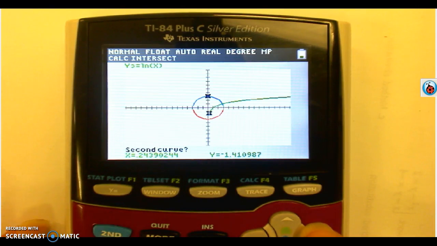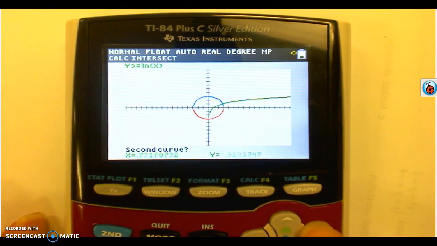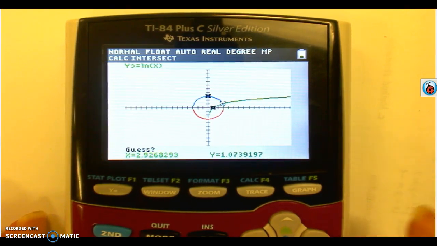So there I can see my cursor again. Just keep track of those little x and y down there. So now I'm on the green curve, I can push enter, and I'm going for this intersection right about here, so I'll guess right about there. And there's my first solution to that system of equations.